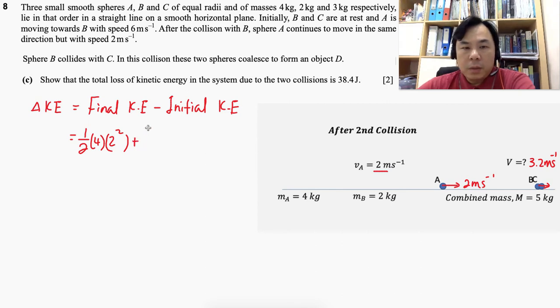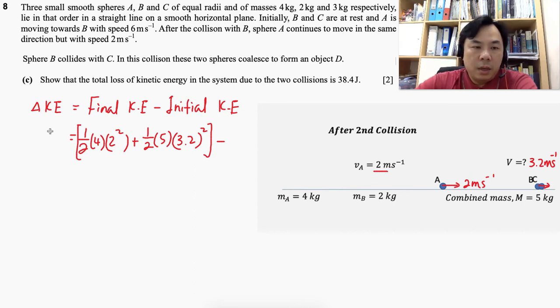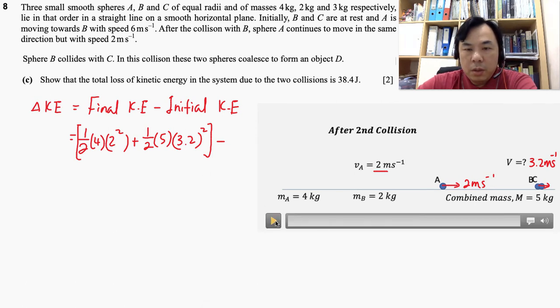And at the same time, we have a joint particle here, which has a mass of 5, moving at 3.2 squared. All right, now that will be our final kinetic energy. Now we need to remove off the initial kinetic energy, the initial kinetic energy at the beginning.